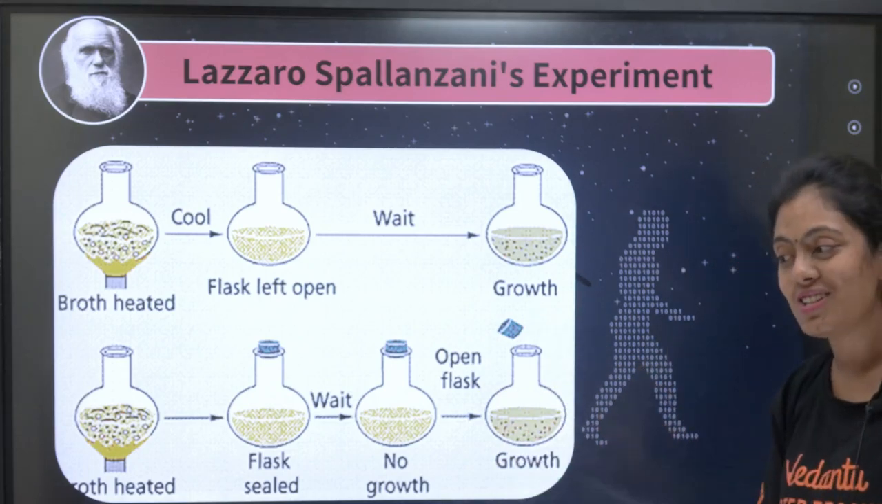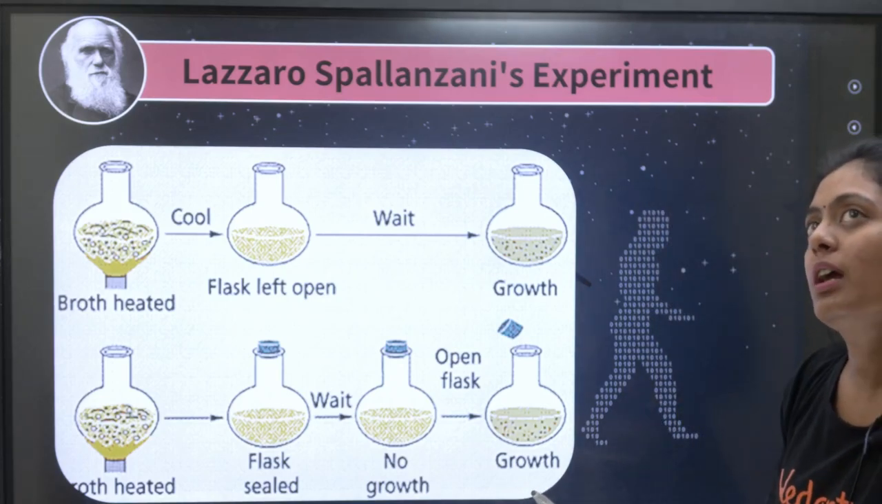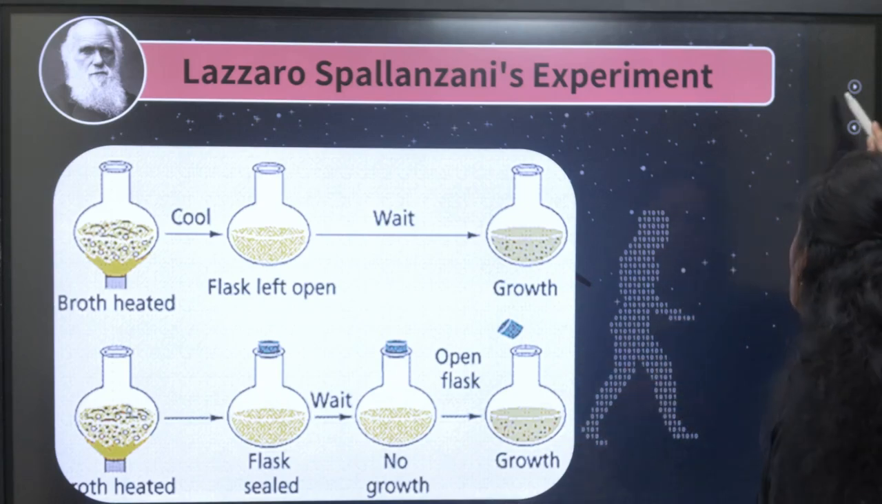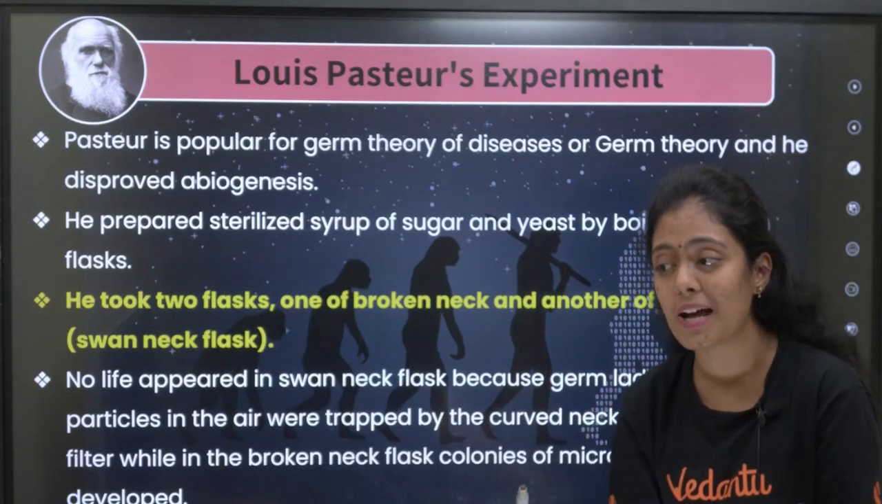Where it was open there was growth. So what does that mean? The life actually is existing, life from a pre-existing life. It is not from the broth that there is life. Next you have Louis Pasteur.